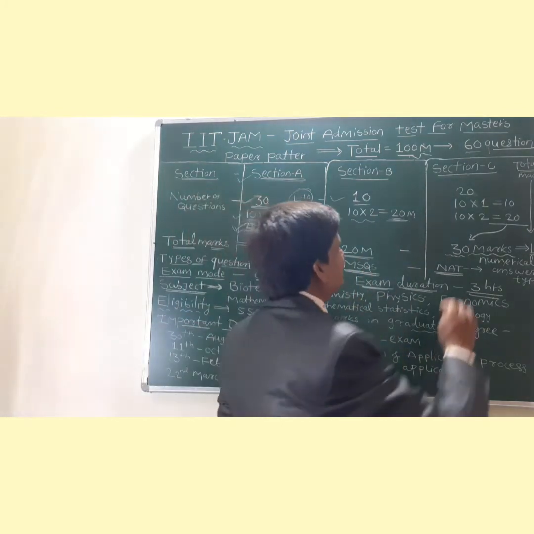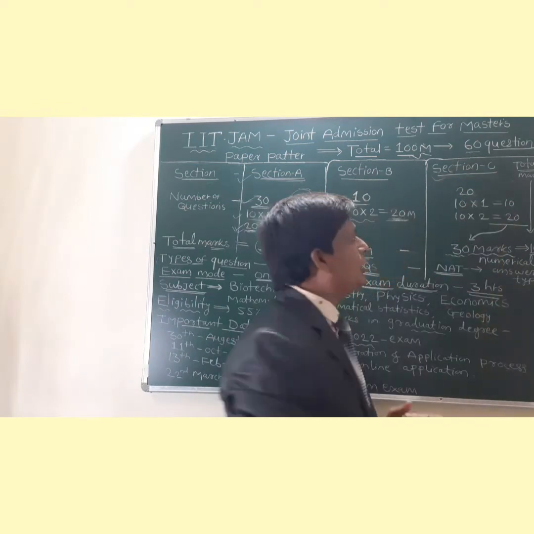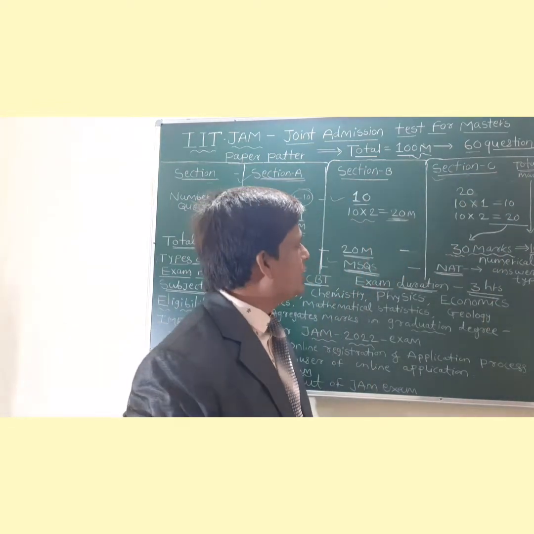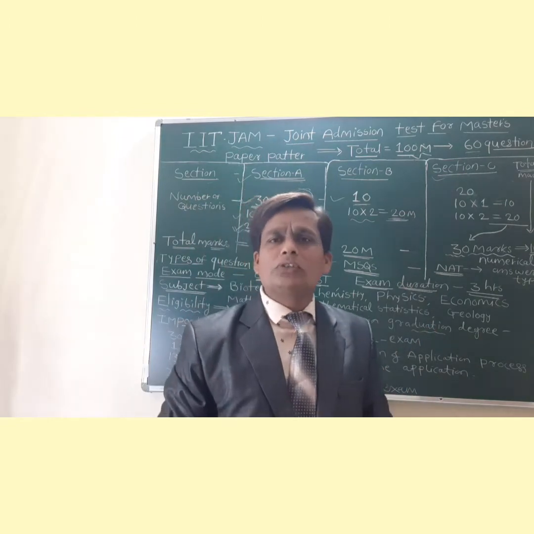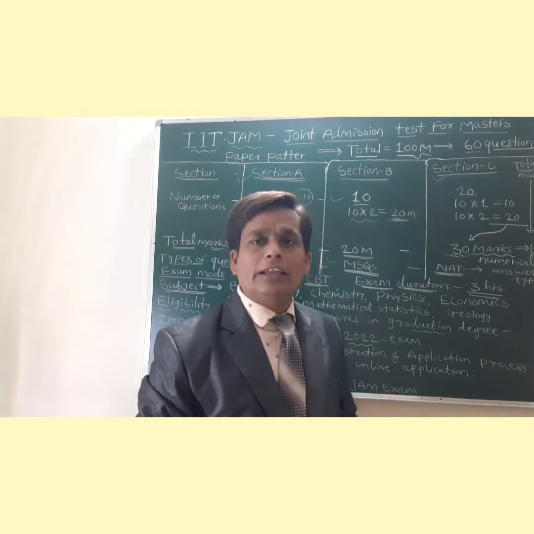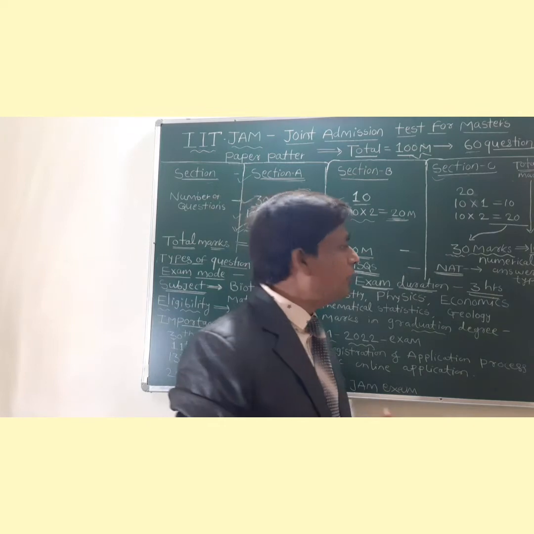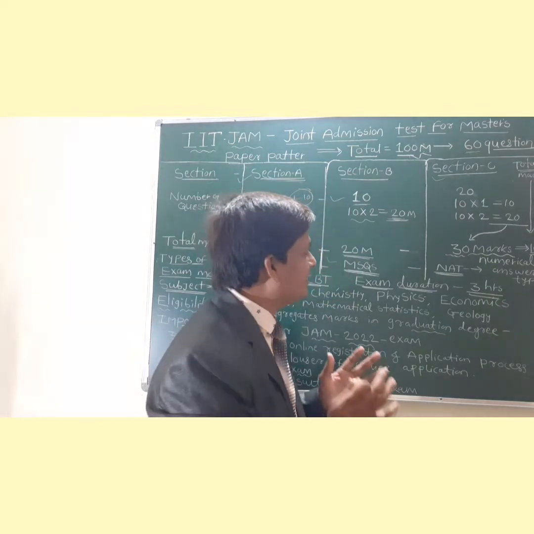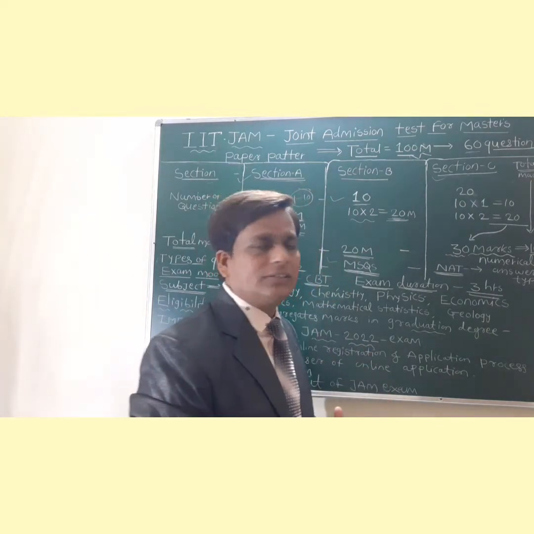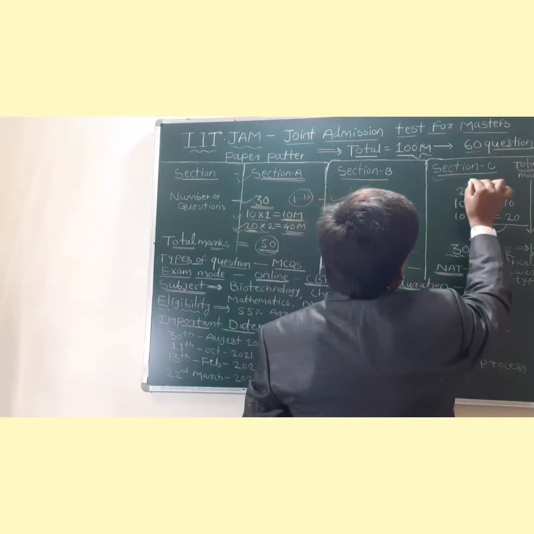Okay students, so section C. In section C a total of 20 questions are there, and this is also not an MCQ type question and not an MSQ. This is a NAT type question. Means this is a numerical answer type. Means here they are asking some numerical based questions. Okay. So a total of 20 questions are there.